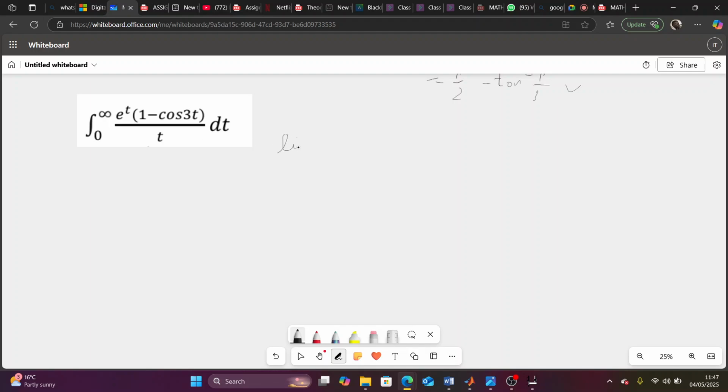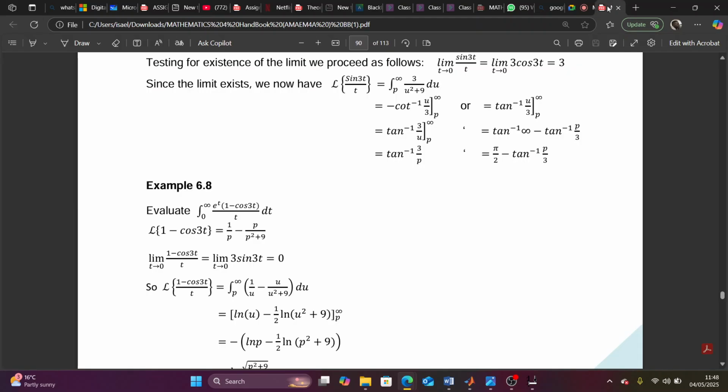We're gonna have limit t going to 0. You can already differentiate, my brother, because you know the first one gives you 0, right? So when you differentiate here, what do we get? We're going to have positive 3 sine 3t over 1. When we substitute 0, it gives us 0. When we have 0, does it exist? Yeah, it still does.